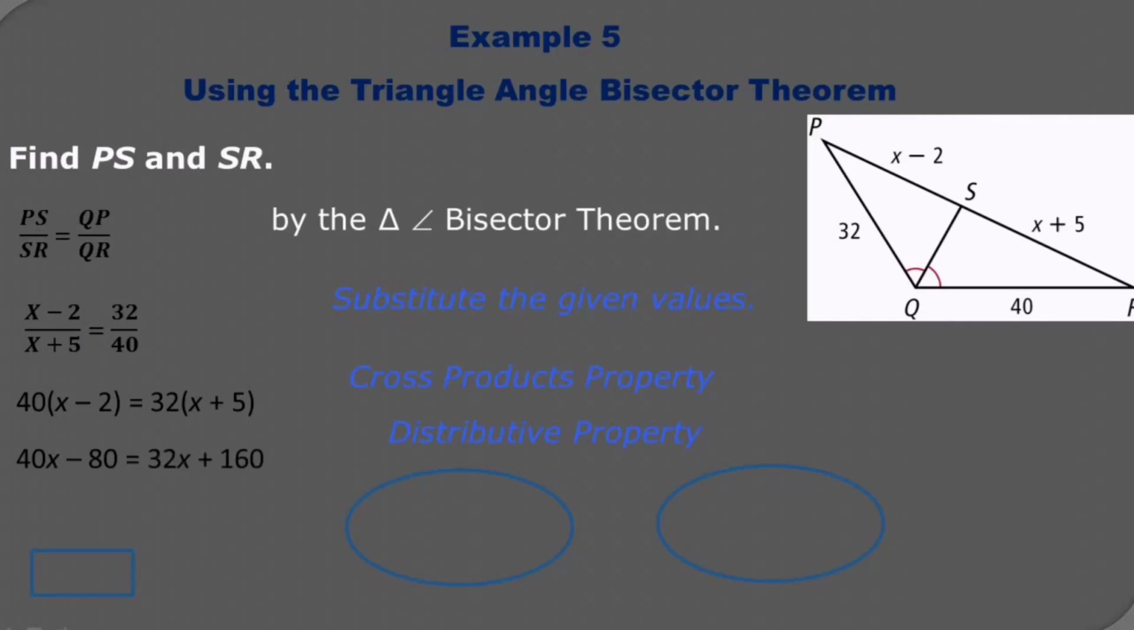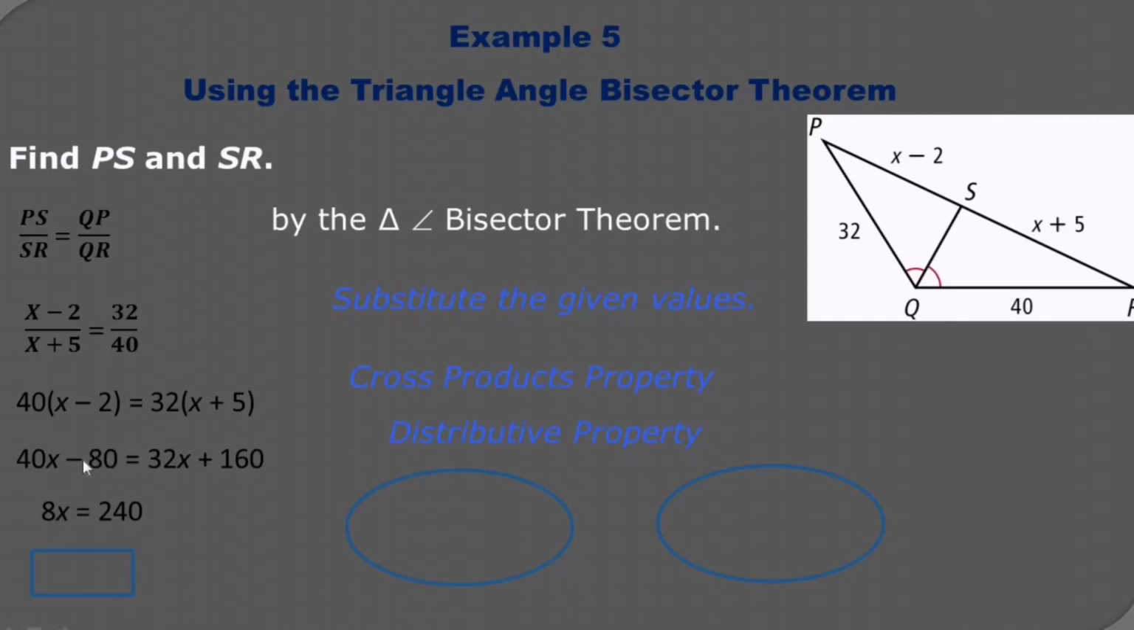After cross multiplication, I multiply 40 by the whole bracket. So 40 multiplied by x is 40x, 40 multiplied by negative 2 is negative 80, equals 32 multiplied by x, 32x, and 32 multiplied by 5 is 160. Then I need to have x on one side and the numbers on the other side. So I get rid of 32x by subtracting 32x, and it's going to be 8x.